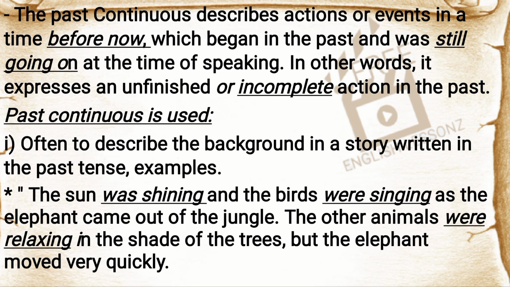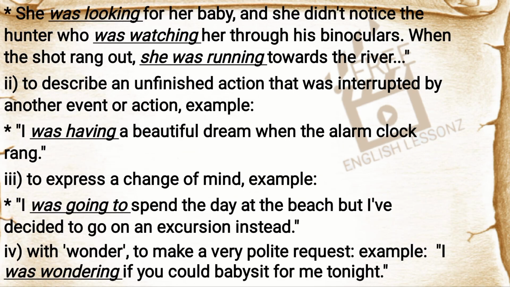Past continuous is used, 1. Often to describe the background in a story written in the past tense. Examples: the sun was shining and the birds were singing as the elephant came out of the jungle. The other animals were relaxing in the shade of the trees, but the elephant moved very quickly. She was looking for her baby, and she didn't notice the hunter who was watching her through his binoculars. When the shot rang out, she was running towards the river.